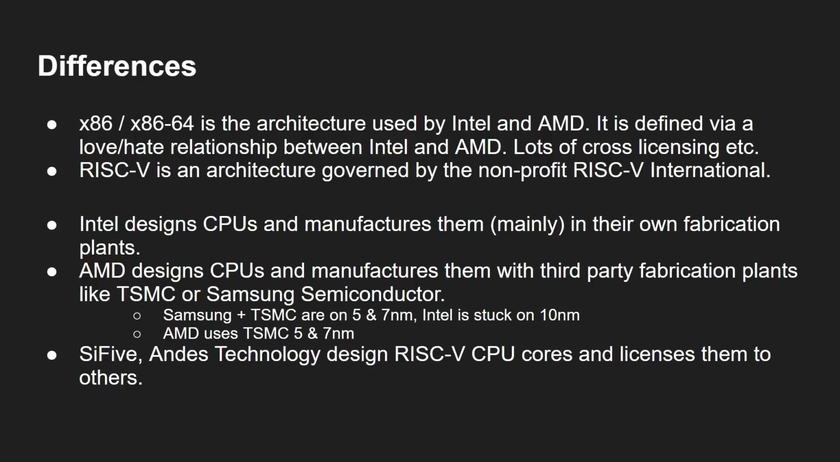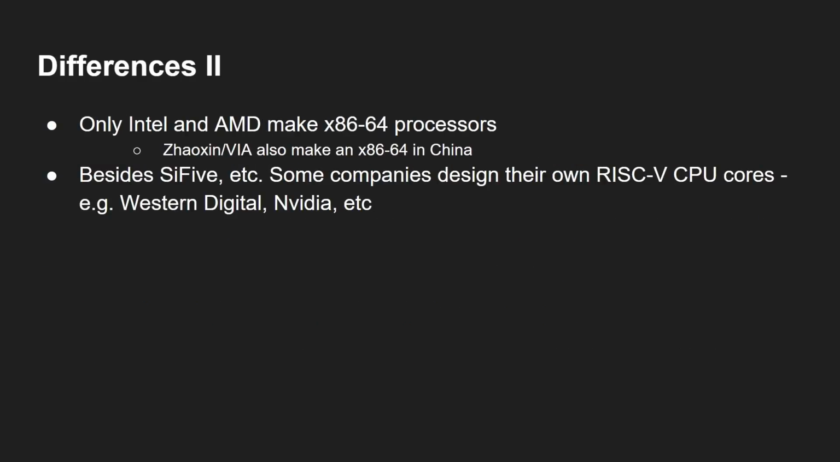Now, the other players involved in this are companies like SiFive and Andes Technology. They design RISC-V CPU cores, and then they license them to other people who then get those chips made, and they may choose to use TSMC or someone else like that. So these are the different players in those two different markets. Now, only Intel and AMD make x64 processors. That's an important thing to note. Okay, there is a joint venture that's going on in China that makes an x86-64 compatible processor, but that's mainly for the Chinese market. Whereas in the RISC-V domain, anybody can make a chip. So SiFive, Andes Technology we talked about.